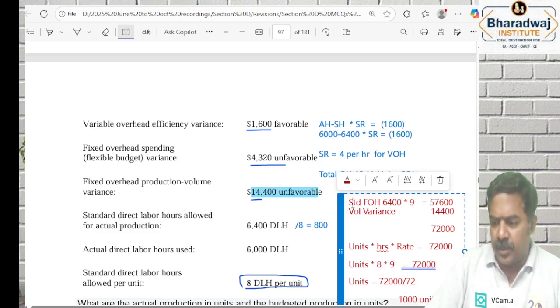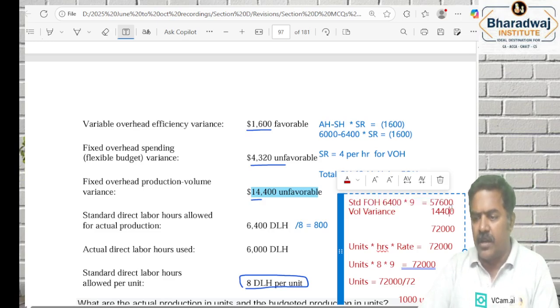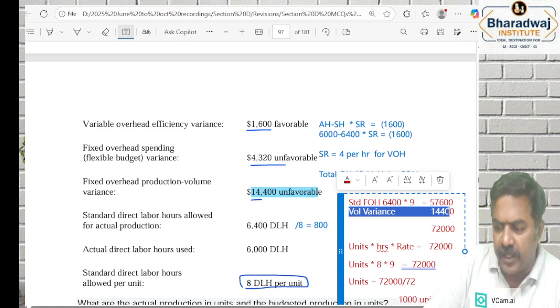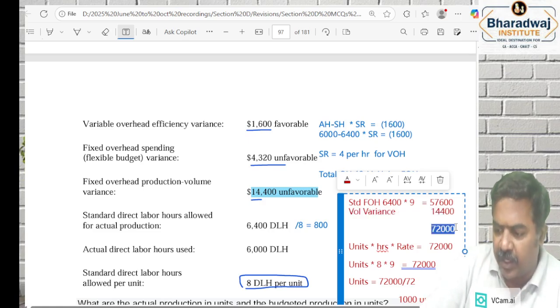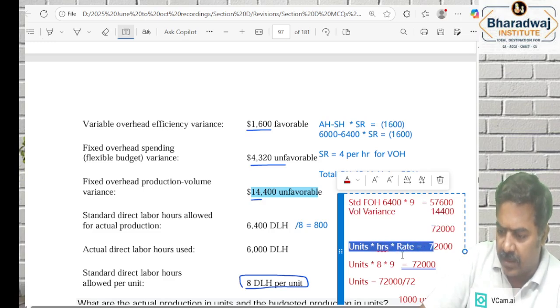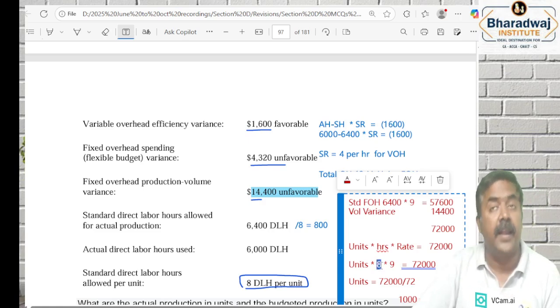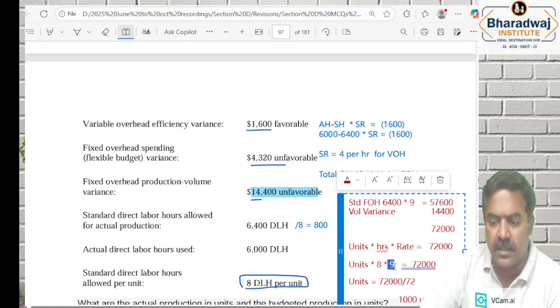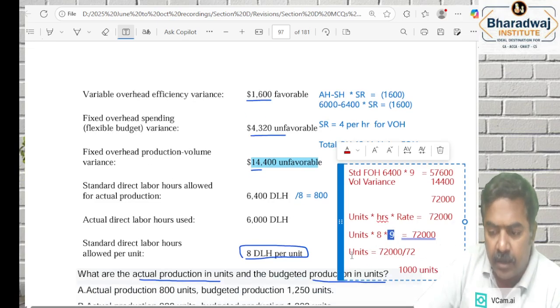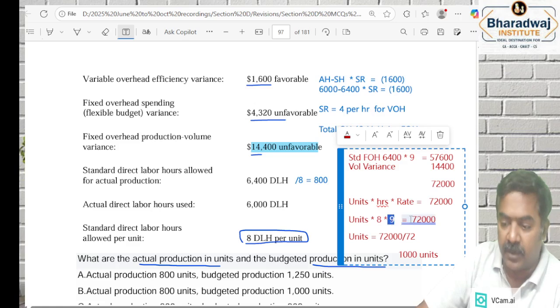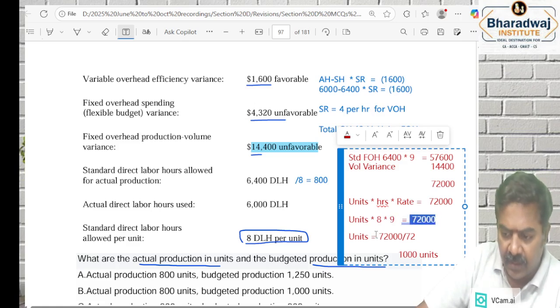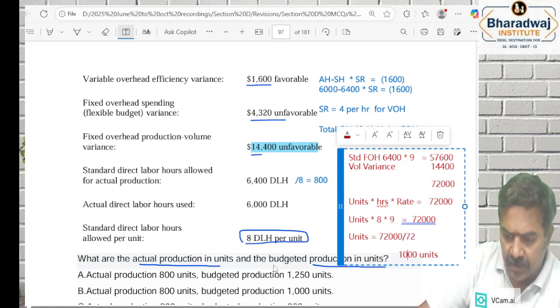Volume variance of 14,400 adverse, which means we would have planned for 72,000. This is for standard output into hours into rate. We know our standard hours are 8 hours into 9 rupees, the standard rate per hour. Okay, 72,000 we get. So number of units will be 1,000 units.